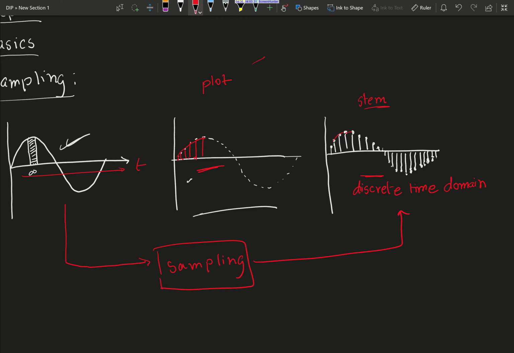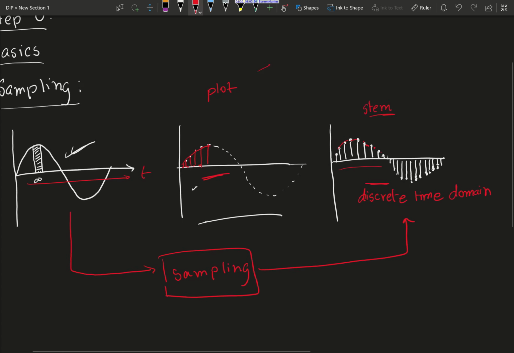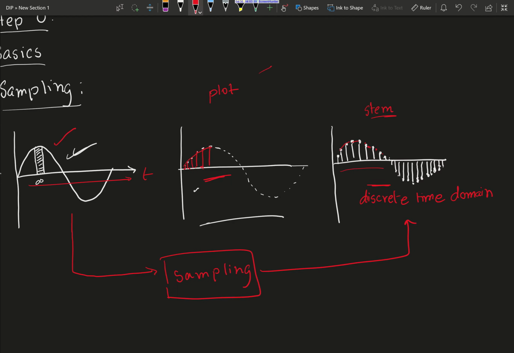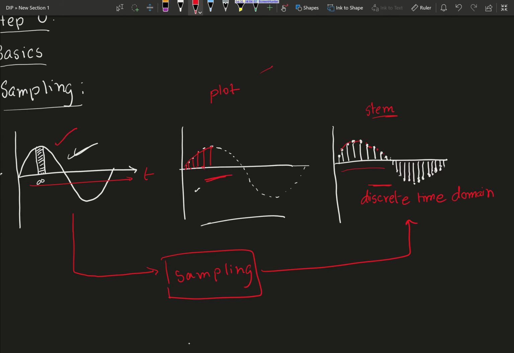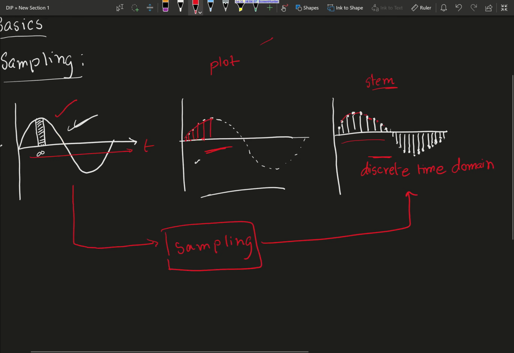Now we have to know about the Nyquist theorem. If we are doing sampling, I'm losing some of the information, right? Like the points over here, there is no information about these points. There is information about these points in the continuous curve, but in the discrete curve there is no information in the middle points, so I am losing information by making it discrete.